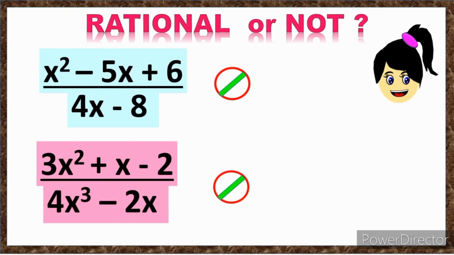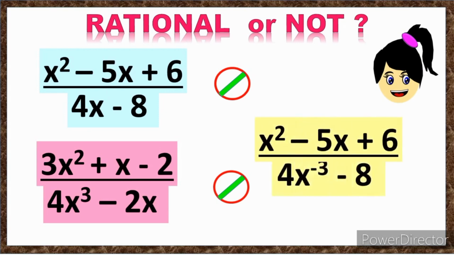Okay, again, rational algebraic expression kapag yung dalawang polynomial sa numerator and denominator ay positive ang exponent, walang fractional exponent, at walang variable sa denominator. Next. Okay, next, x squared minus 5x plus 6 over 4x raised to negative 3 minus 8. So this is not rational algebraic expression. Why? Because if you're going to observe the first polynomial, which is nasa numerator, is a polynomial, while the denominator, we have the negative exponent negative 3. So, therefore, this is not rational algebraic expression because the polynomial in the denominator has negative exponent.